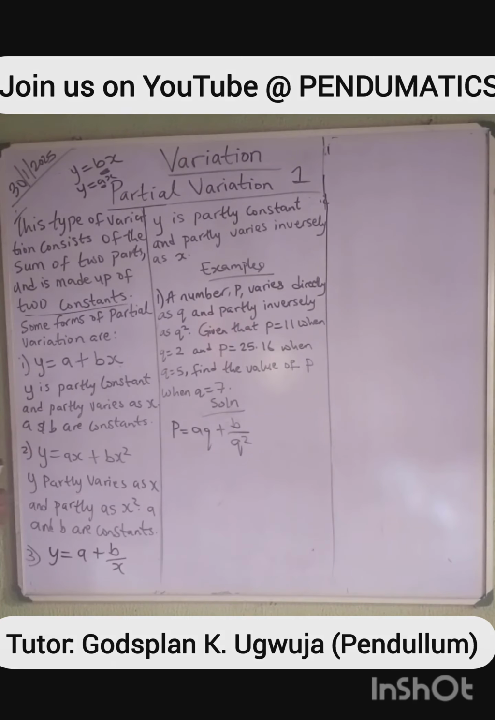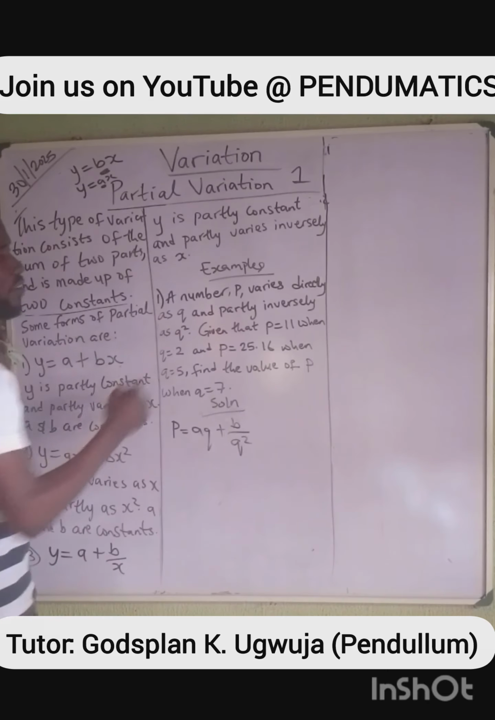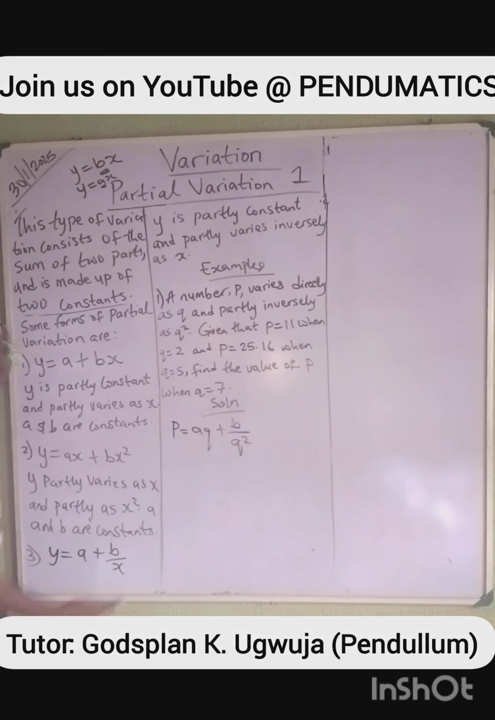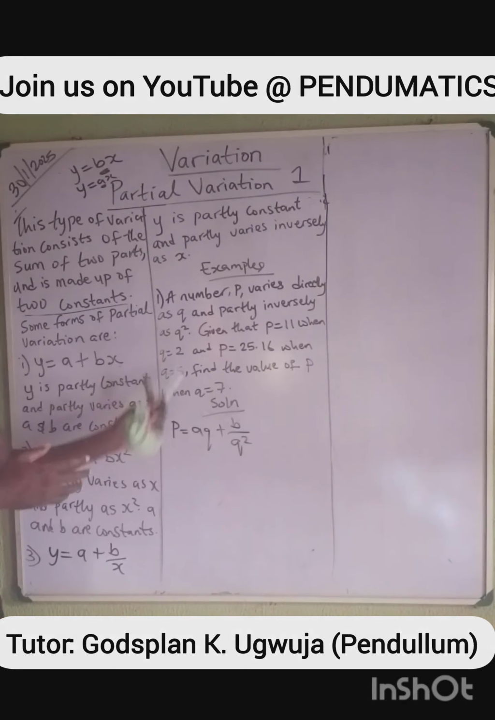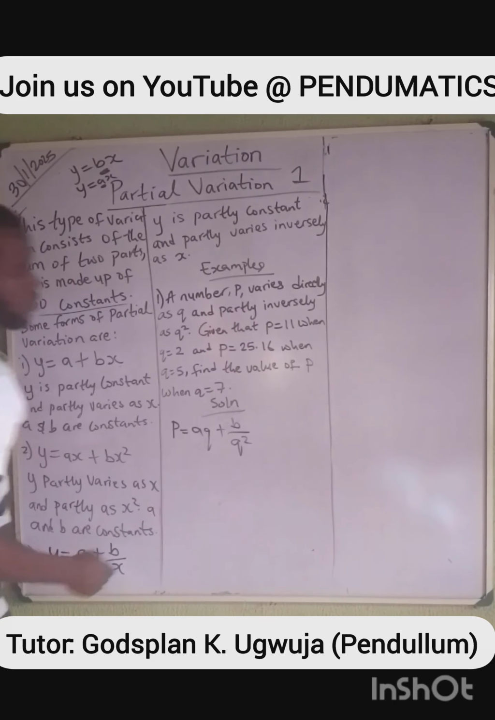Now another difference to note here is that in partial variation, because we have two constants, we are going to have two sets of values we are going to need to find our constants. For direct variation, inverse variation, joint variation, they only give us one set of values and we substitute it to find our constant. But in this case, we have two constants. So we are going to need two sets of values. We take them one after the other.